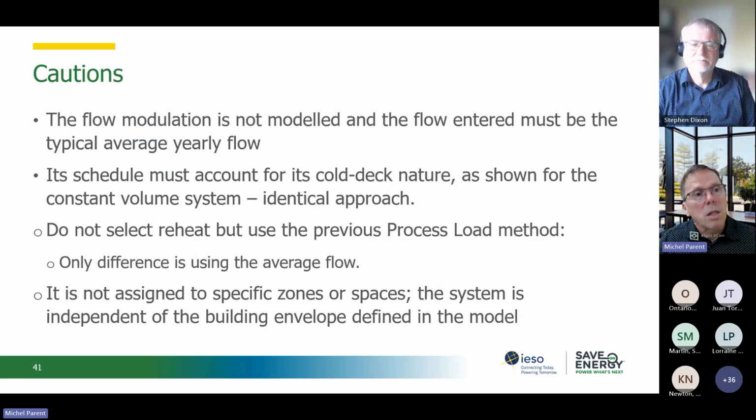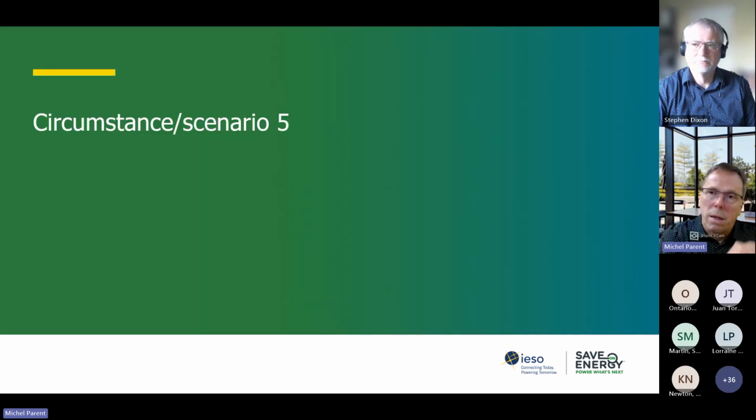So the cautions here, I just mentioned it. The flow modulation per se is not modeled, so it's for you to enter the average yearly flow. Make sure that if it's a cold deck, which is likely going to be the case, you have this schedule. And if possible, if there is reheat, I would not use the reheat, but use the process load method we just saw before. And that brings me to the last scenario that, Stephen, I'm going to let you take over on this one.